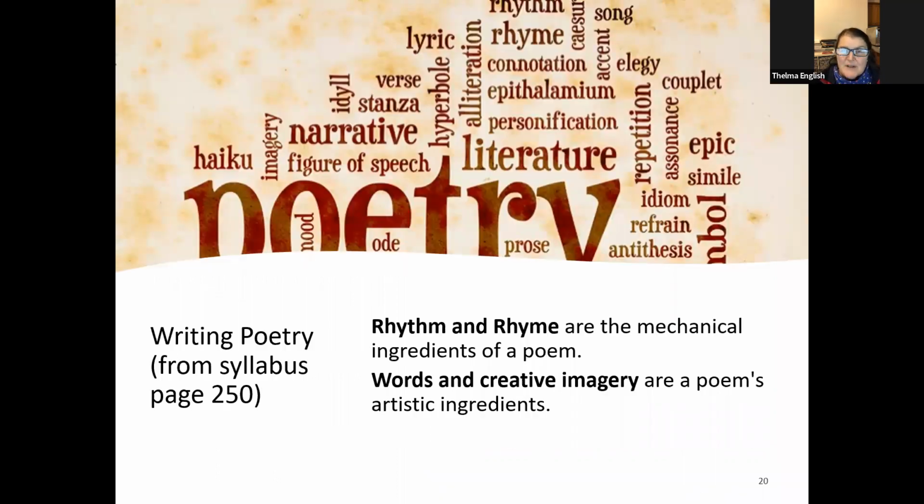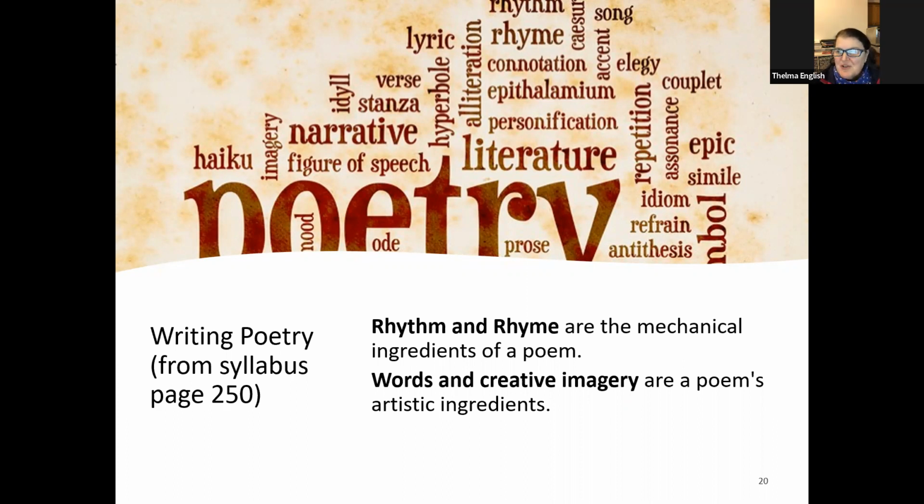Now, from syllabus page 250, we're going to be talking about rhythm and rhyme, which are the mechanical ingredients in a poem. Think about it. The moon is down, I cannot see the clock. That's just one line from Macbeth, but it's got rhythm and rhyme. That makes it easy to memorize a line, and it's kind of cool. The moon is down, I cannot see the clock. What a great way to say, I don't know what time it is.